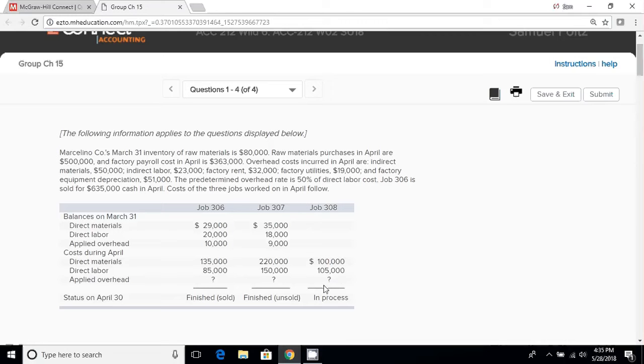Let's just talk about it right now if we can. It says here the predetermined overhead rate is 50% of direct labor cost. Well, so if we had to figure out what applied overhead is, really all we have to do is consider 50% of this direct labor number. So 50% of direct labor for job 306 would mean 42,500 in applied overhead. This one would have 75,000 in applied overhead because we would want half of 150,000. And then this would have 52,500 in applied overhead.